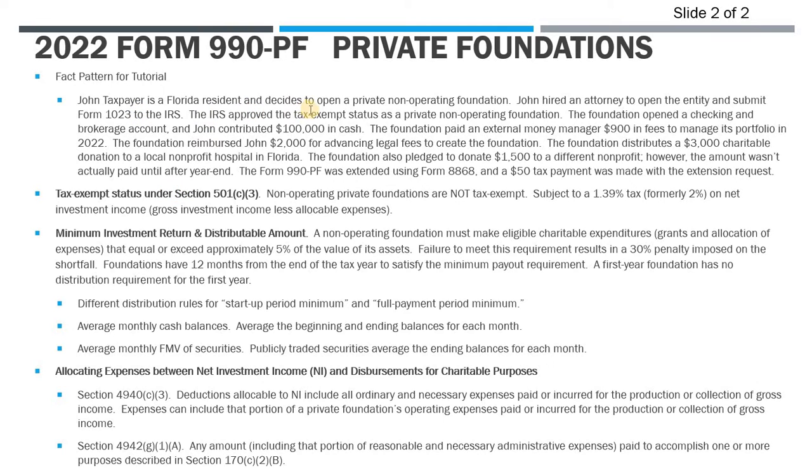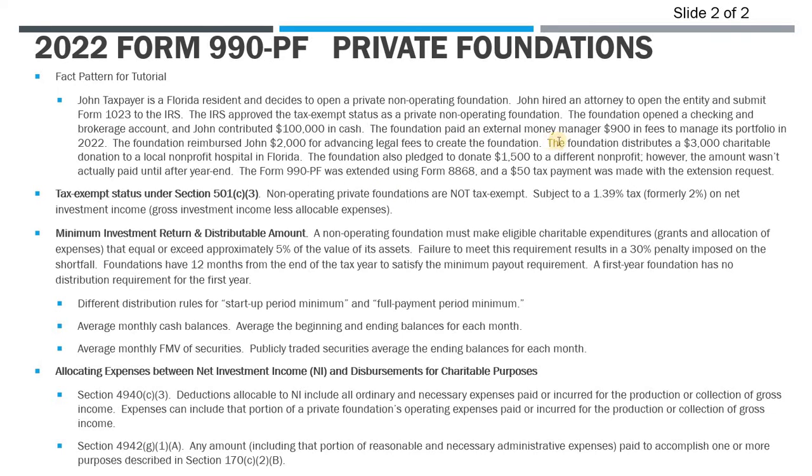He's a Florida resident and decides to open a private non-operating foundation. So John hires an attorney to set up the entity and submit the tax-exempt application. That's the Form 1023 to the IRS. The IRS approves the tax-exempt status as a non-operating foundation. The foundation goes ahead and opens a checking account and a brokerage account, and John puts $100,000 in cash into the foundation. So that's John's charitable contribution.